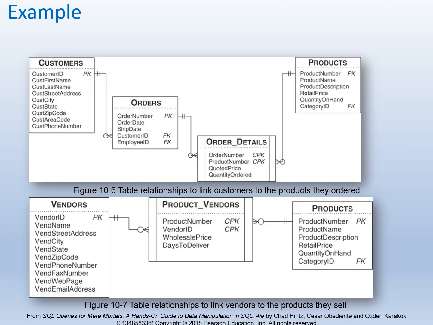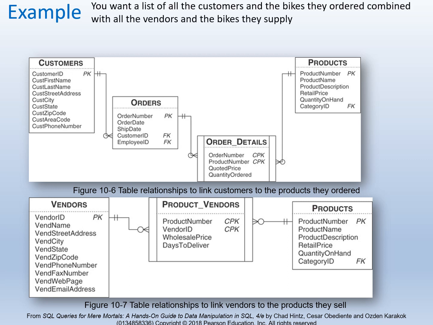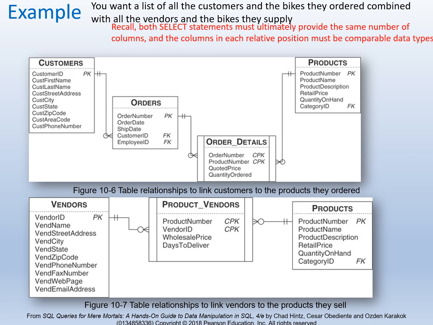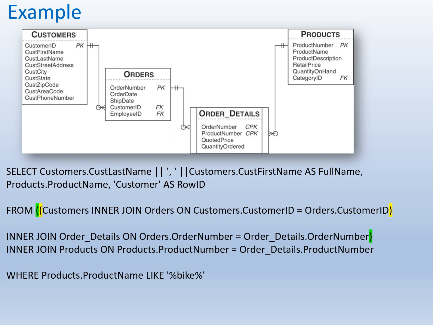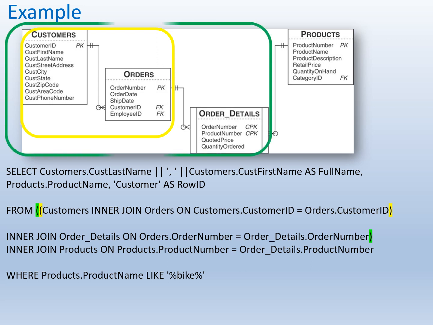Let's look at another example. Suppose you want to list the customers and the bikes they ordered combined with the vendors and the bikes they supply. Recall, with a union, we must have the same number of columns in each of these select statements. We begin with a select statement on the customers table inner joined with the orders table inner joined with the order details table.